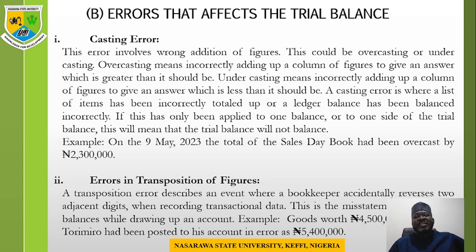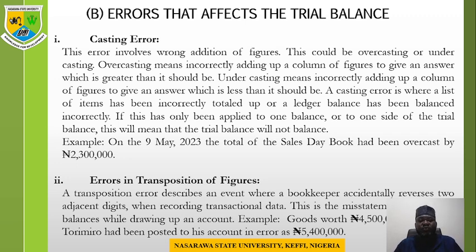A casting error is where a list of items has been incorrectly totaled up or summed up, or a ledger balance has been balanced incorrectly. If this has only been applied to one balance or to one side of the transaction, this will mean that the trial balance will certainly not balance. Let us look at a very simple example.